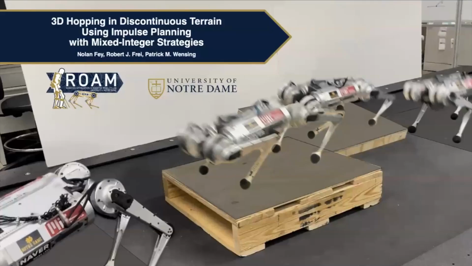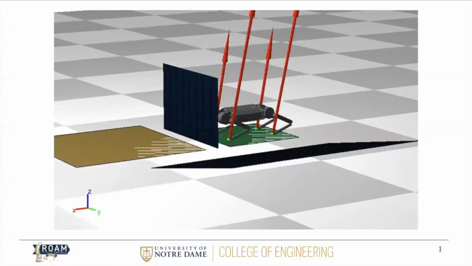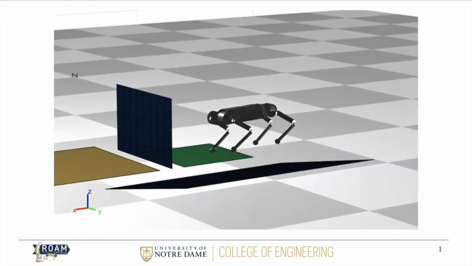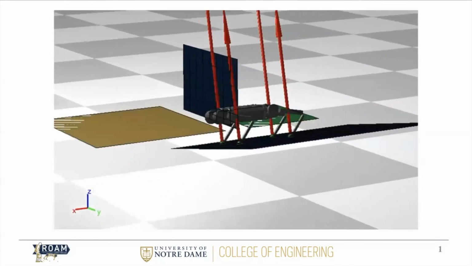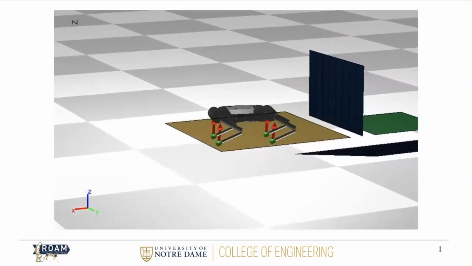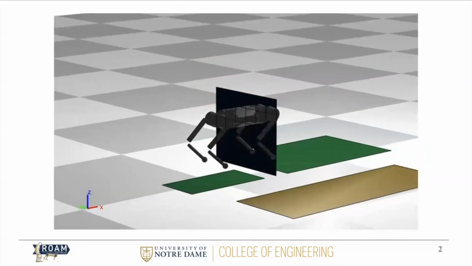In this video, we present a new approach to planning hopping trajectories over discontinuous terrain. Legged robots have an advantage over other types of robots because they can traverse cluttered environments with uneven terrain. However, a number of factors make it difficult to plan optimal motions in these environments. For example, it's challenging to plan footsteps when the terrain is discontinuous.